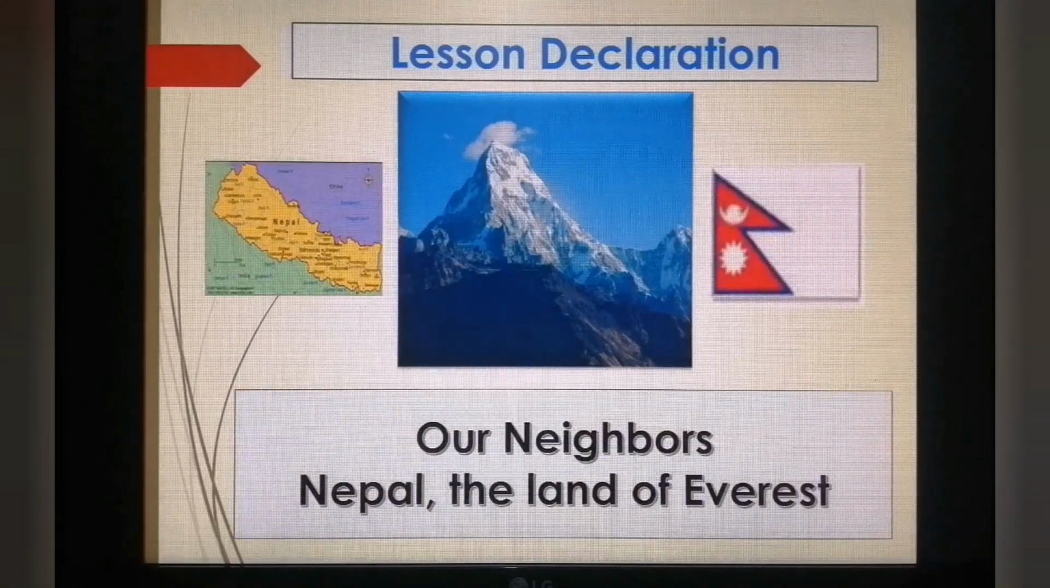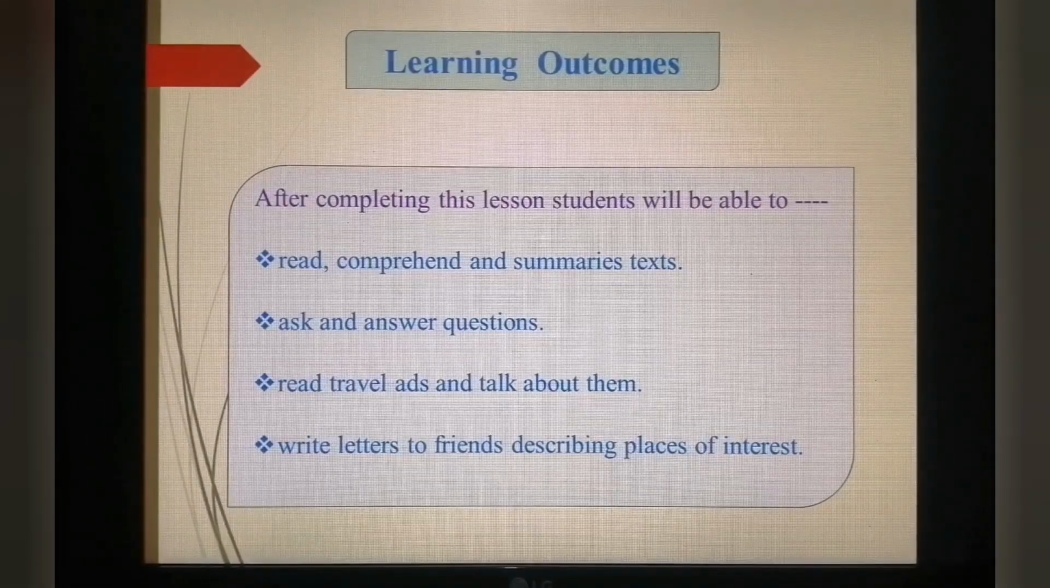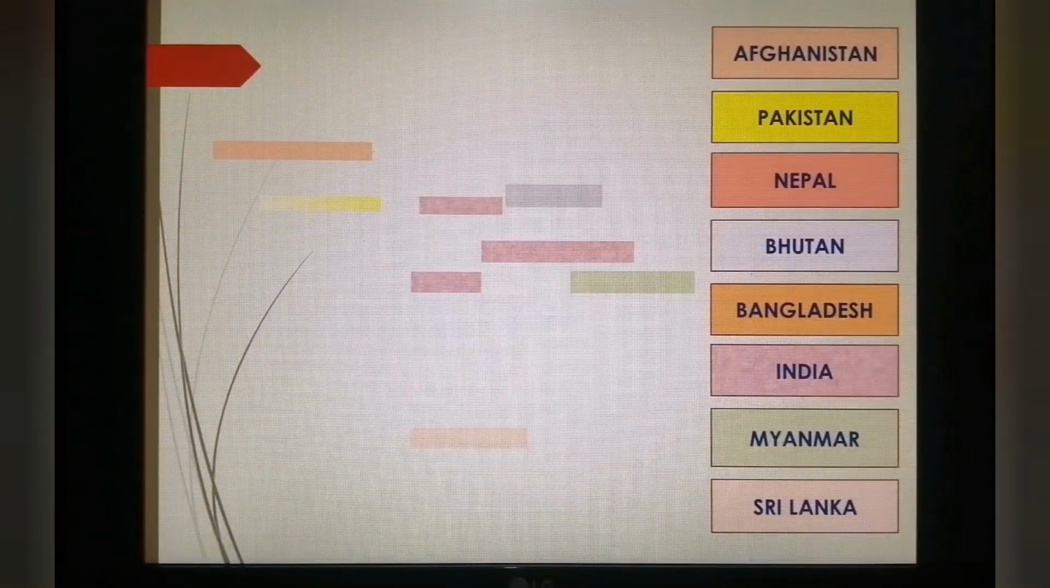Lesson declaration: our neighbors Nepal, the land of Everest. You see the pictures of the Nepal map. The highest peak of the world, that is Mount Everest, and the flag of Nepal. After the end of the lesson, you will be able to read, comprehend and summarize text, ask and answer questions, read travel ads and talk about them, write letters to friends describing places of interest.